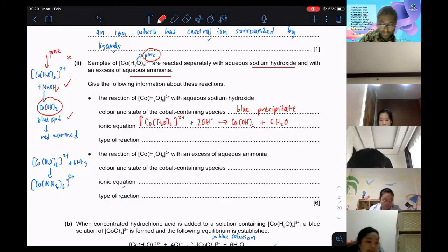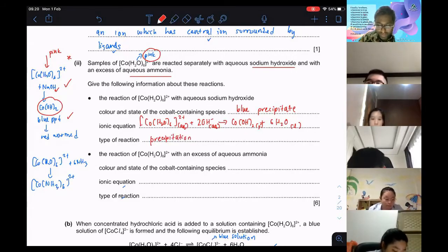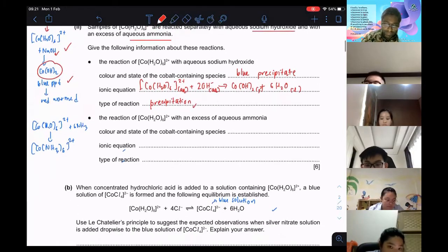Now the type of reaction that is happening: this is aqueous, this is aqueous, this is solid, and this is liquid. Because a solid is being formed, you just say the type of reaction is precipitation. If you want, this is also an acid-base reaction, to give you salt and water. You can also do that, but I think the best way is to represent it as a precipitation reaction.